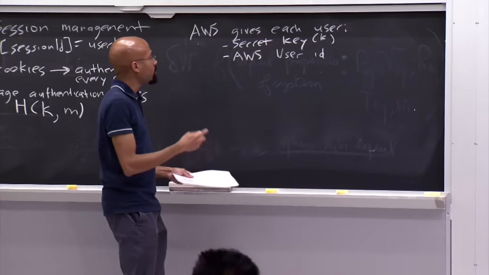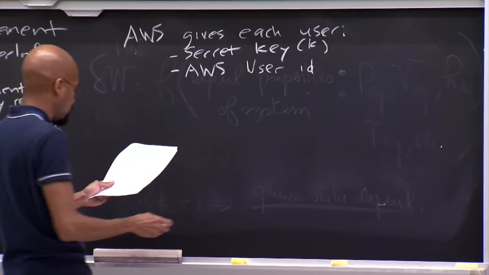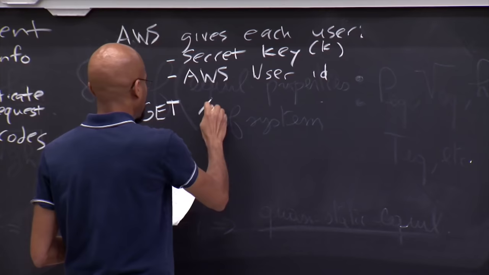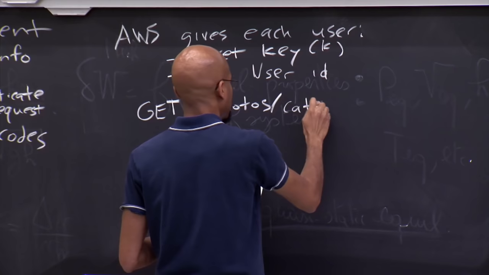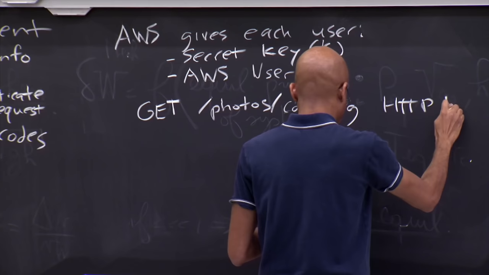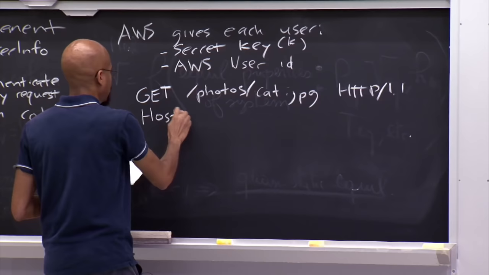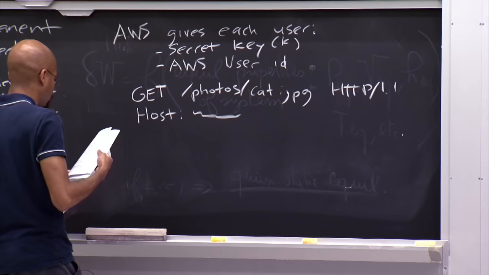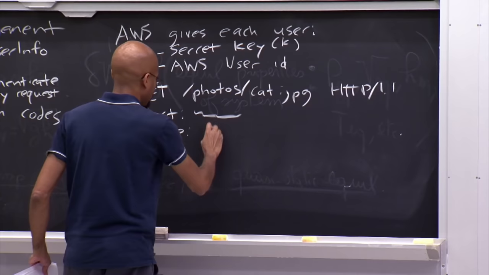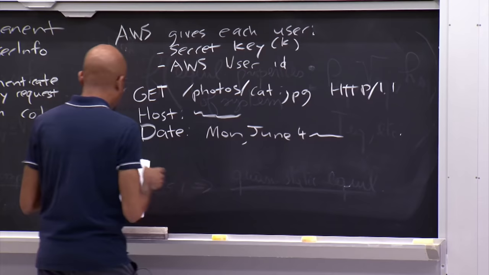Every time you want to send a request to AWS via HTTP, you have to send it in this special format. You'll have the first line of the GET request, where you want to access some photos. No surprises here. Then you'll put the host from which you expect to get it. That's not super important, this is just some AWS server. You'll have a date, maybe Monday, June 4th, whatever. And then you have what is essentially the authorization field.